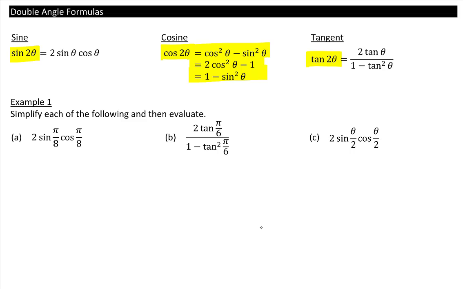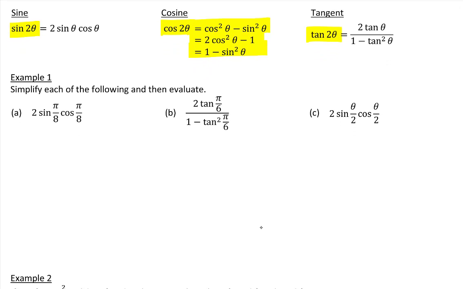So for our first example, we're just going to simplify each of the following and then evaluate. A: 2 times sine of pi over 8 times cosine of pi over 8. We would need a calculator for this normally. However, if you look at the identity for sine of 2 theta, you see we have the 2 sine theta cos theta. So this would be equal to the sine of 2 times pi over 8, which is equal to the sine of pi over 4.